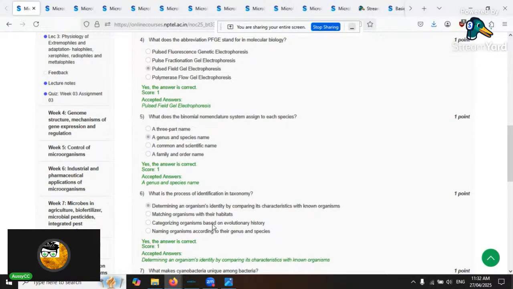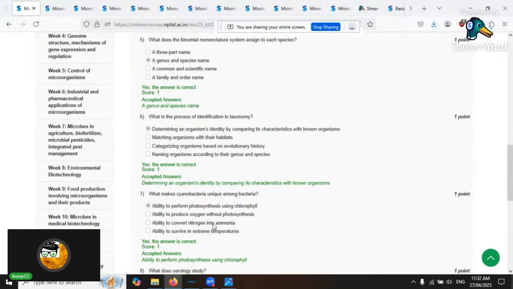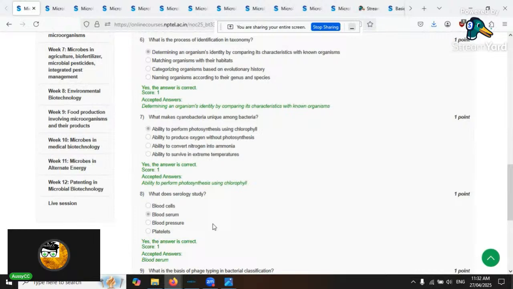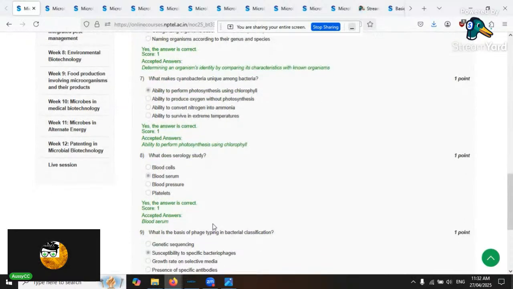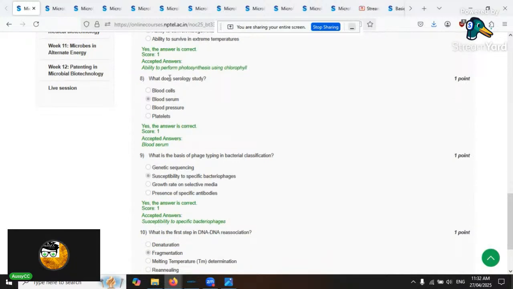What makes cyanobacteria unique among bacteria? Ability to perform photosynthesis using chlorophyll. What does serology study? Blood serum. What is the basis of phage typing in bacterial classification? Susceptibility to specific bacteriophages. What's the first step in DNA to DNA reassociation? The DNA is fragmented.